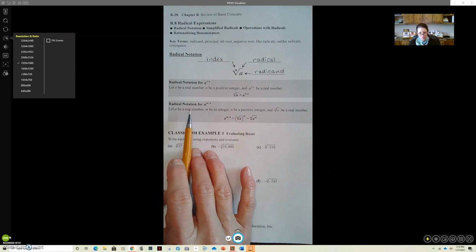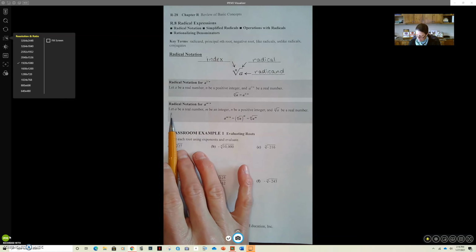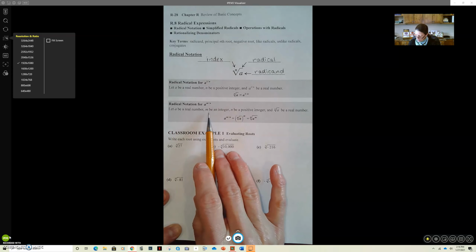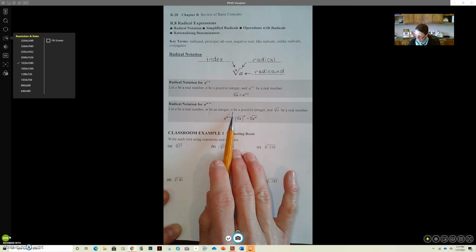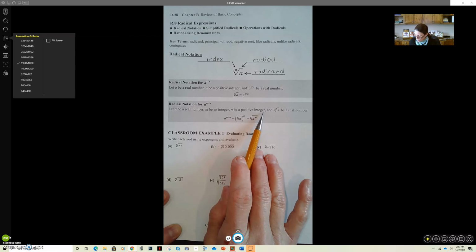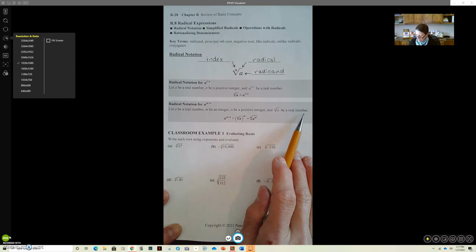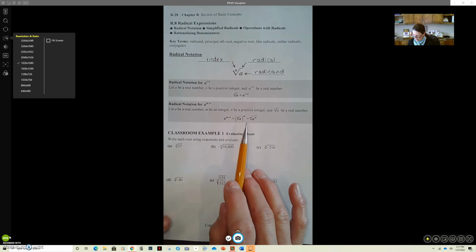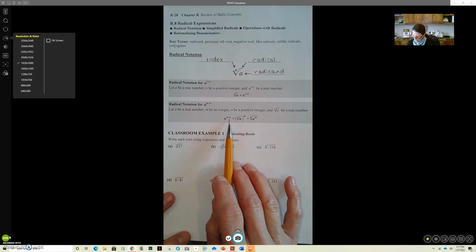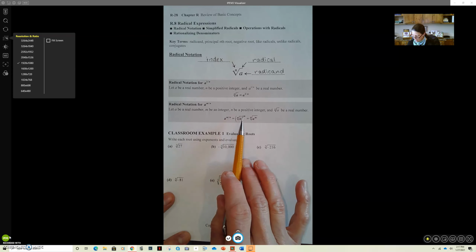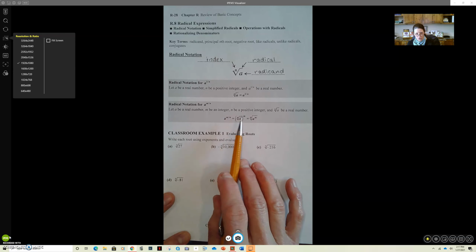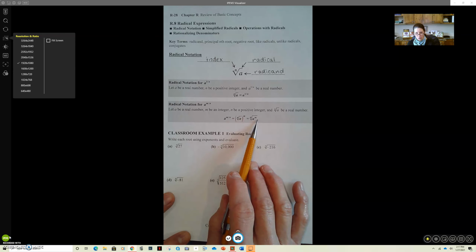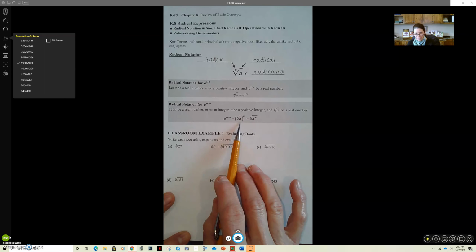Additionally, radical notation for a to the m over n. Let a be a real number, m an integer, n a positive integer, and the nth root of a a real number. And if that's true, then we can use these rules. Notice that the number in the denominator is our index. The number in the numerator of the exponent is the power. We can take the root first and then the power, or we can raise it to a power first and then the root. Typically, it's going to be more efficient to take the root first.